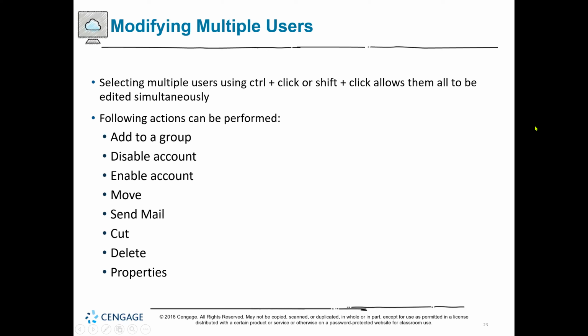Modifying multiple users. Selecting multiple users using Control-click or Shift-click allows them all to be edited simultaneously. Make sure when you do this that you do not select people you don't mean to edit, because you can very easily edit the wrong people when you're doing mass edits. The following actions can be performed: add to a group, disable account, enable account, move, send mail, cut, delete, or you can go into the properties.